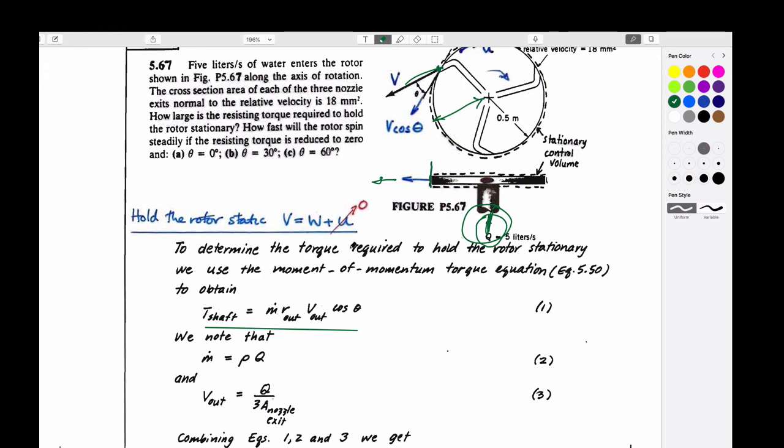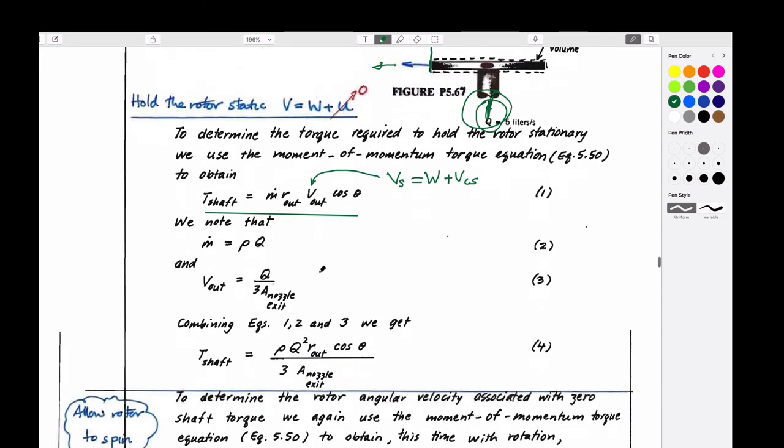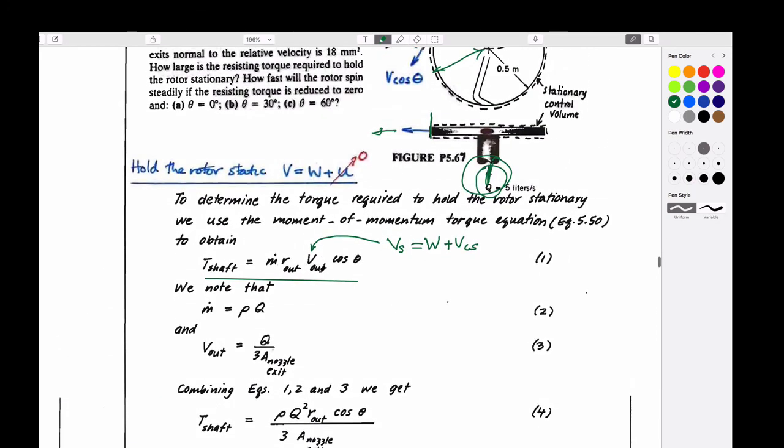And so we can make that the magnitude relative to a static observer. We also note that V static is equal to velocity out of the sprinkler head multiplied by the velocity of the control surface. That really is what needs to go in here, but I think they do it slightly differently. Let's not worry about that.